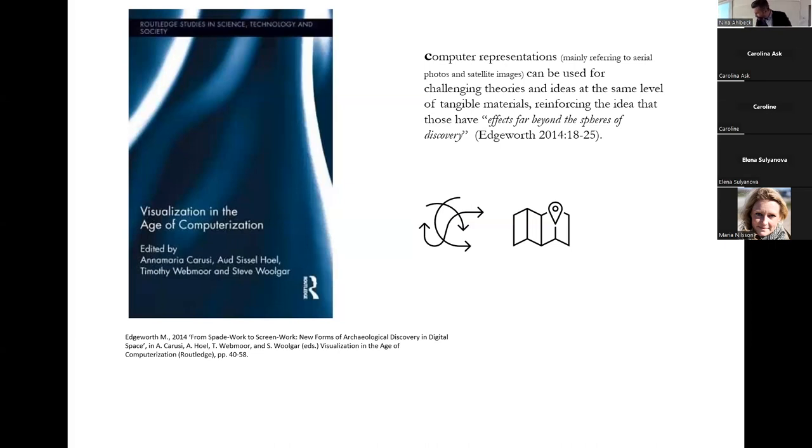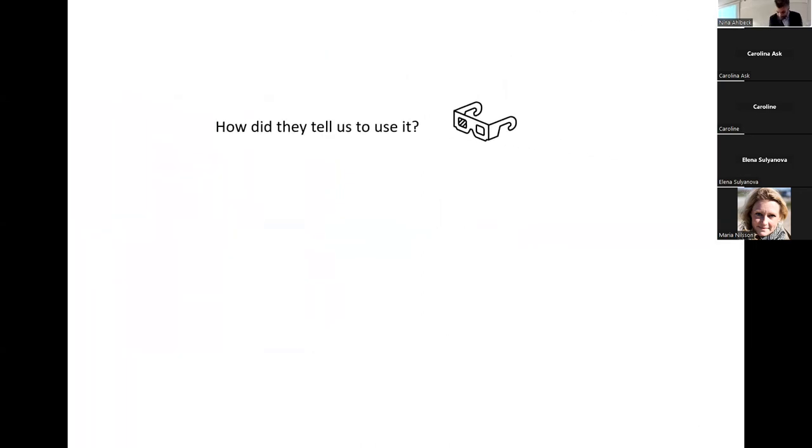But now, a big question. How did they tell us to use it? Because the way we think virtual reality or 3D is supposed to be used is not really something that we reach on our own. We are all cultural products, right? In a way, we are all products of our society.